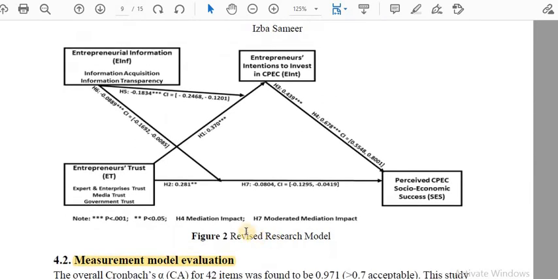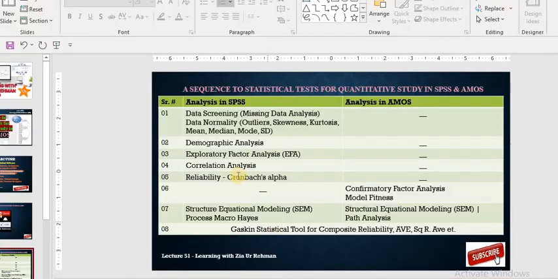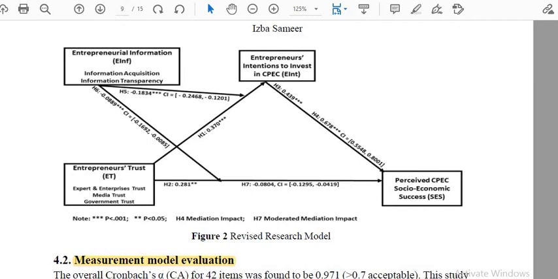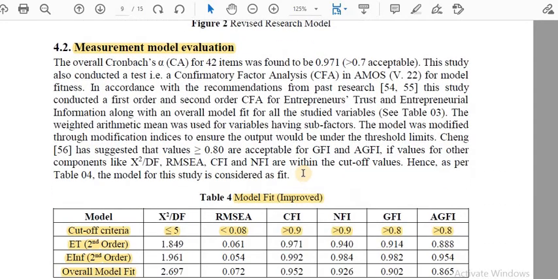After the CFA, as I showed you in the last lecture, I need to conduct the CFA, and then I need to perform the structural equation model. So look at this paper. This is the model fitness. After doing the EFA, I conducted the model fitness. Model fitness means the confirmatory factor analysis, CFA.